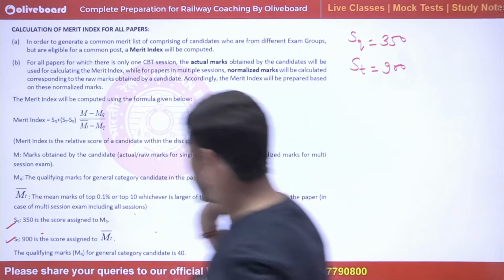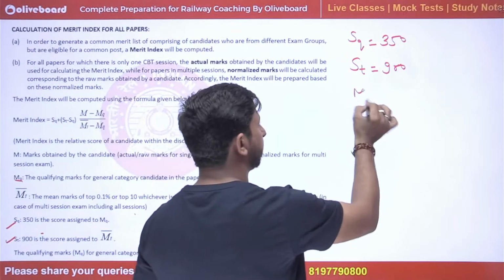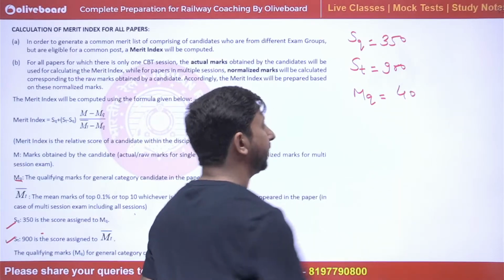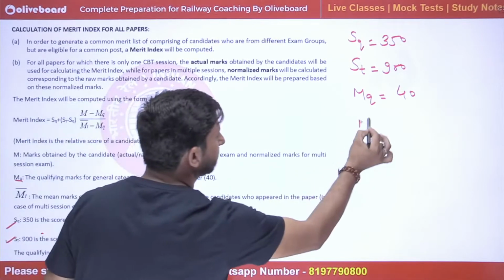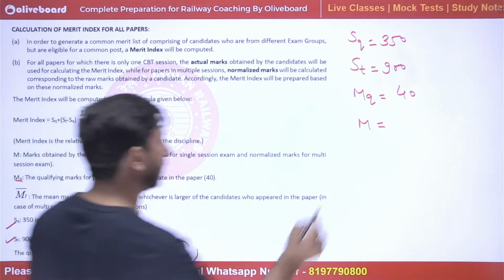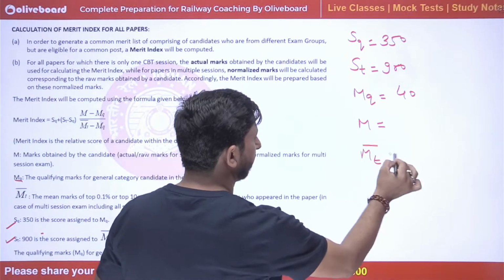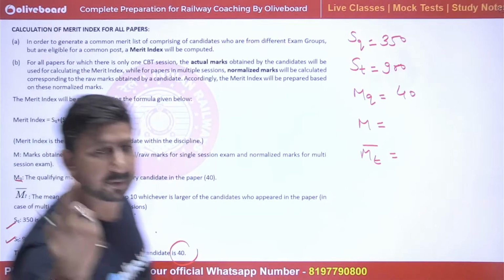And for example, let's suppose the normalizing marks, that is qualifying marks, MQ is the qualifying marks for the category. Let's suppose for the general category, it is given as 40. Now we need to calculate the value of M. M is the actual marks obtained by the candidate. And another value we want to calculate is M bar, that is the mean marks of the top 0.1% students.